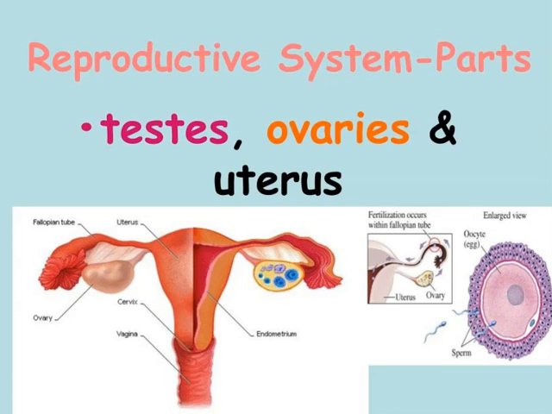The next one's the reproductive system, and the main parts, for males, testes; for females, ovaries. Like I just mentioned, those are sex glands. They're also what produce the sex cells in our body. So testes produce sperm, that's the male sex cell. Ovaries produce eggs, that's the female sex cell. And then the uterus, because that's where babies develop. So those are the main parts. Now functions.